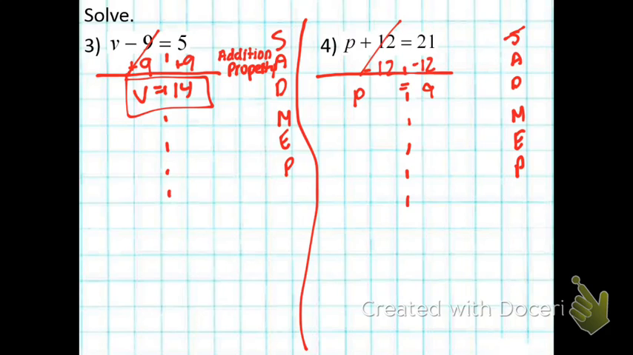That's our answer. So we're going to box P is equal to 9 underneath it. Okay, and what was the property I just used? Well, I used the subtraction property of equality. I'm going to write that down underneath here. This is called justifying your answer. You always have to give a reason for why you do this every step. So, and that's it, okay?